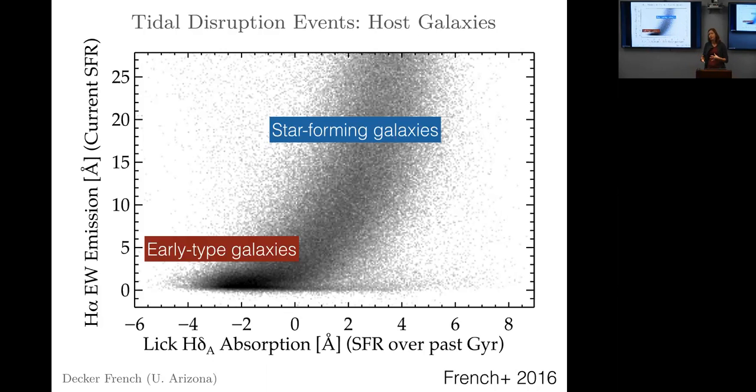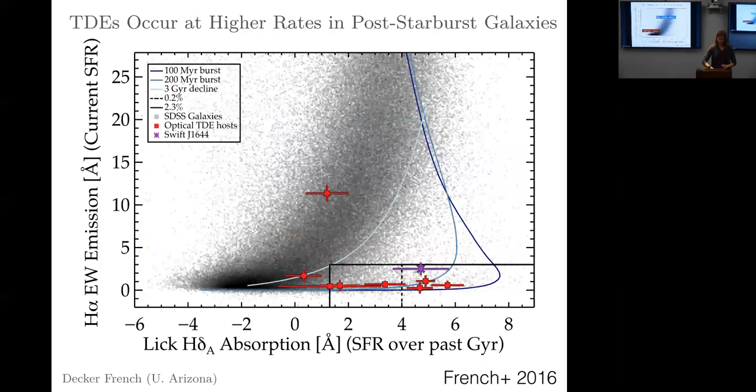And when we try to find galaxies that are post-starburst, that have had a recent starburst that's now ended, we look in this region. We want to find galaxies that have little current star formation, but had a ton of recent star formation in the past few years. Finding these galaxies is interesting for studying how galaxies evolve, but it also happens to be where we find a lot of the TDE hosts.